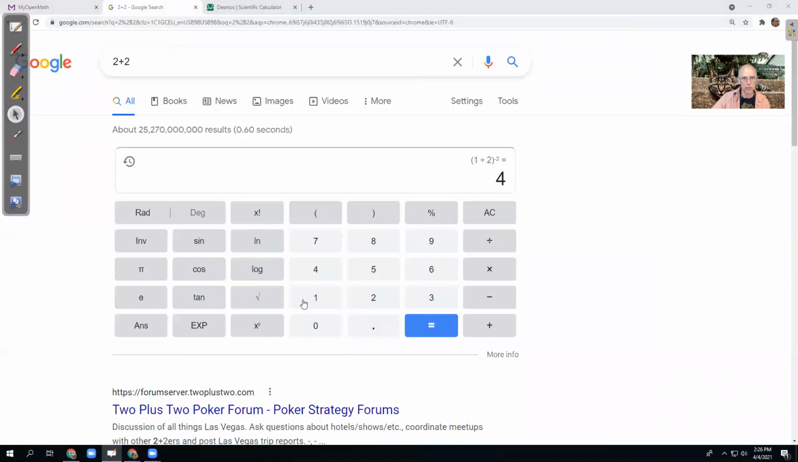Let's test another one. 1 divided by 2 is 1/2, close parentheses on the base, and then raise that to the power, and let's try -1. And it says the result is 2. So that's the Google scientific calculator. It's a lot like the calculator on an Android or Apple phone.